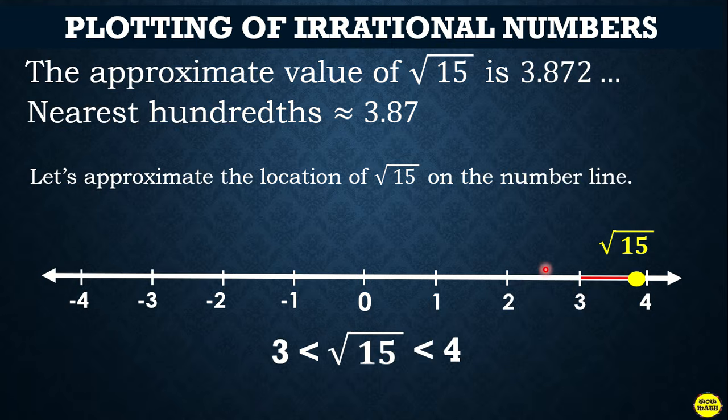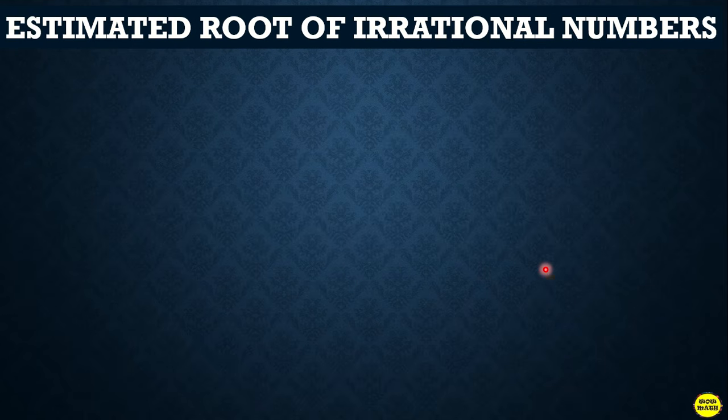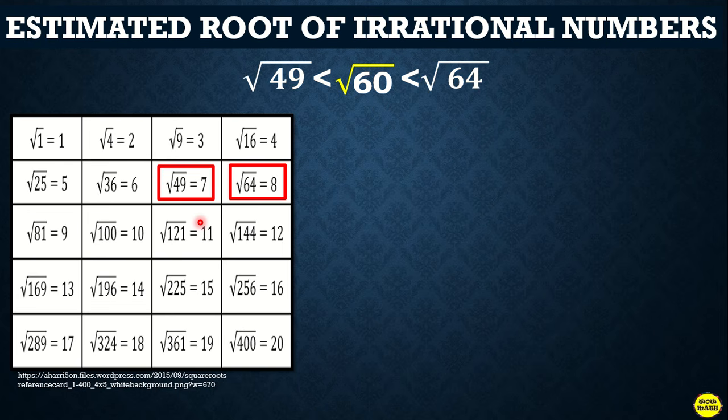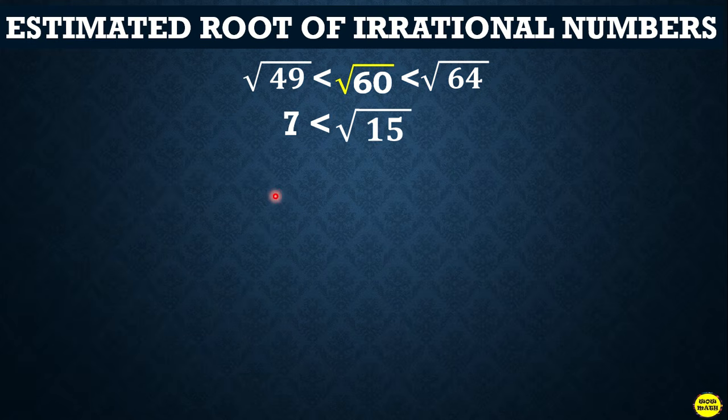Let's have another. So let us estimate the root of 60. So we will be getting its square root. Now, alamin muna natin kung saan siya naglalay. So square root of 60 is between square root of 49 and square root of 64. Okay, so we will be getting the square root of 49 and 64 and that is 7 and 8. Kailangan kasi natin yon.